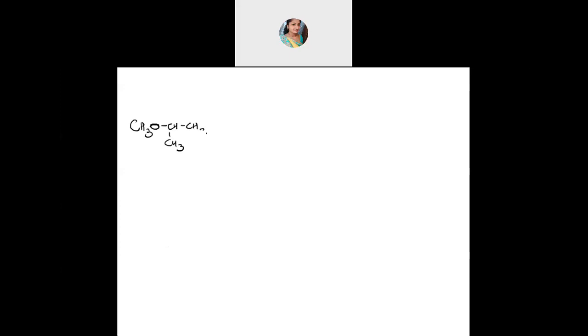Try naming this. Common name and IUPAC name. I want both the common name as well as the IUPAC name. I'll give you a minute. Quickly name it. Till then, I'll take your attendance.